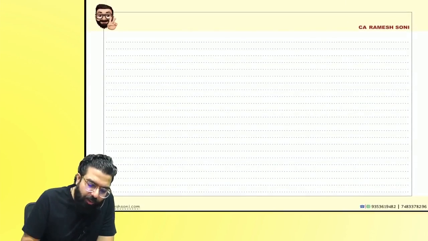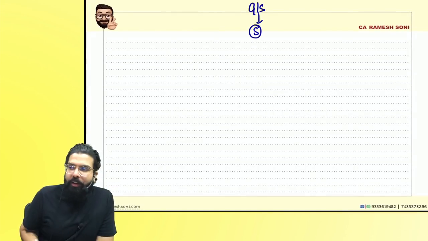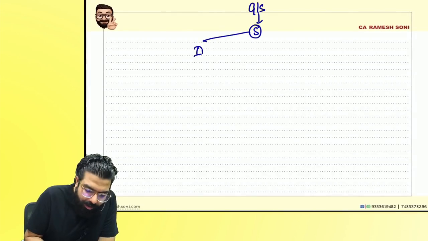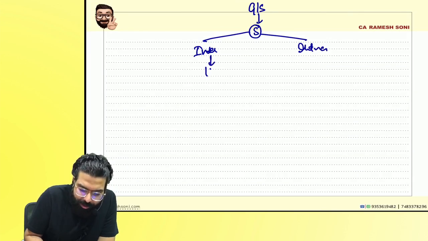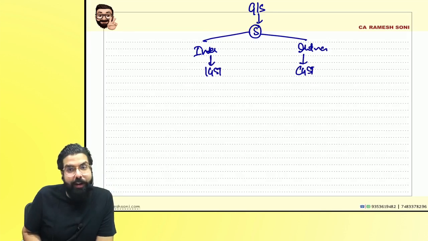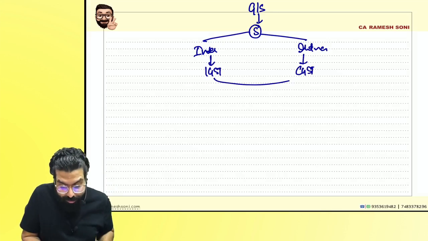First of all, we started learning GST with goods and service. Goods and service has to be supplied. Supply can be either interstate or intrastate. Interstate supply, IGST will be levied. Intrastate, CGST will be levied. Once GST is levied, GST has to be collected and paid by a taxable person.